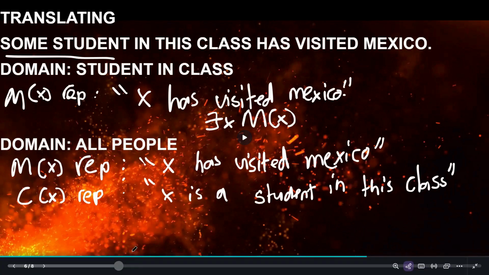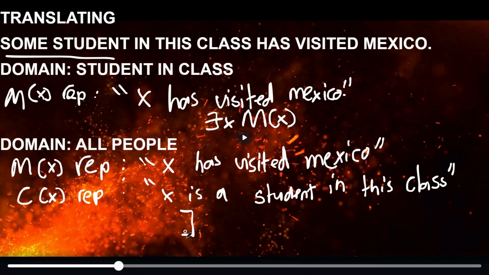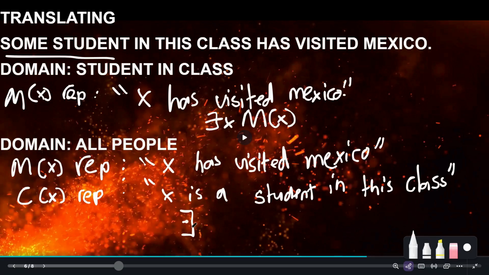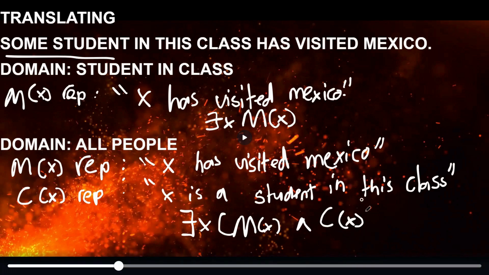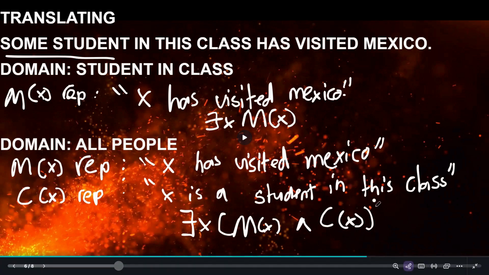So for existential, some student is the existential, so it is ∃x. There is a student in the class and he visited Mexico. Because of that we need to combine them with a conjunction. So that's it. This is called translating, and this is called quantifier, translating to quantifiers.